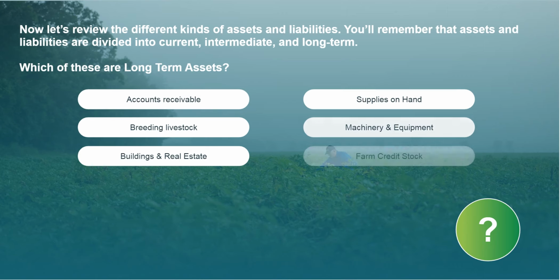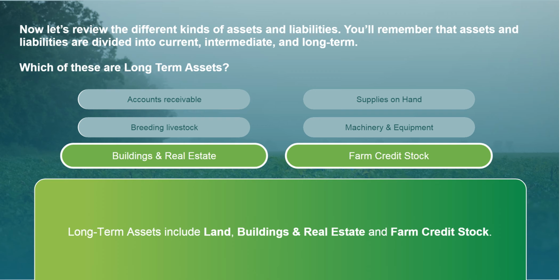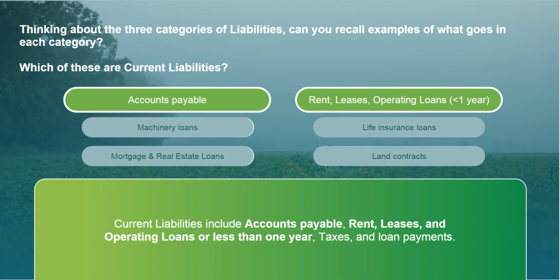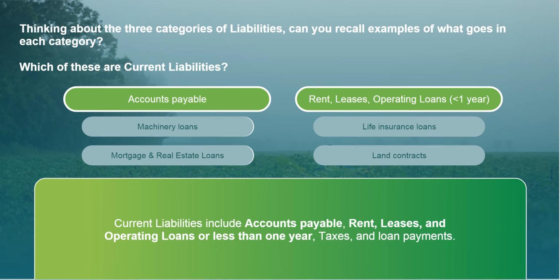Which of these are long-term assets? Long-term assets include land, buildings and real estate, and farm credit stock. Thinking about the 3 categories of liabilities, can you recall examples of what goes in each category? Which of these are current liabilities? Current liabilities include accounts payable, rent, leases, and operating loans of less than 1 year, taxes, and loan payments.